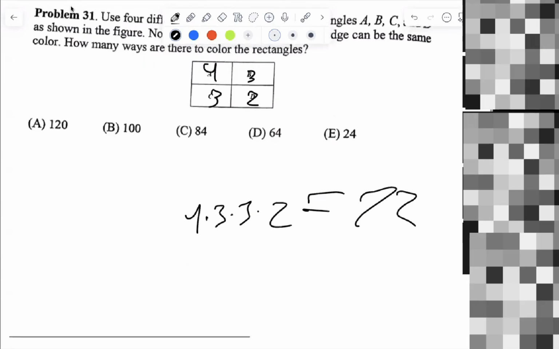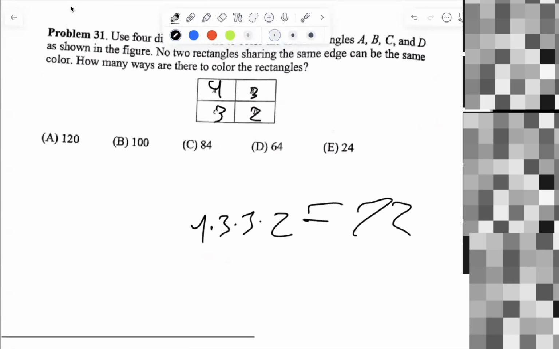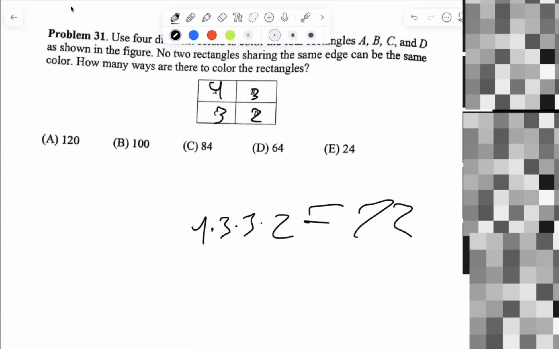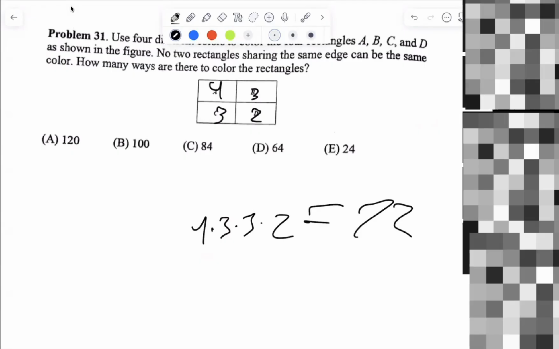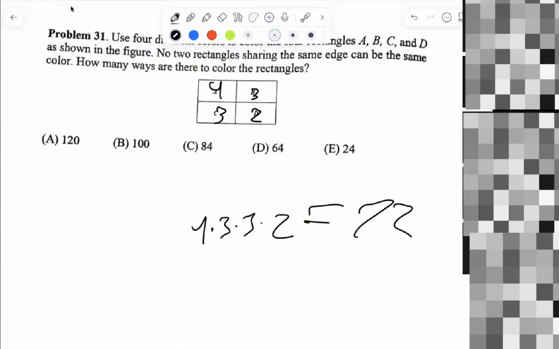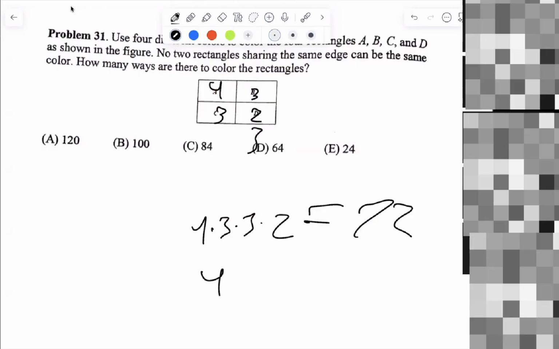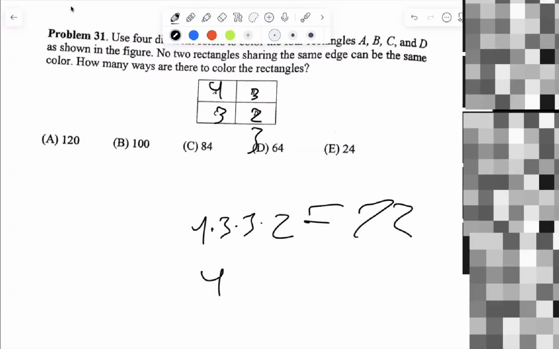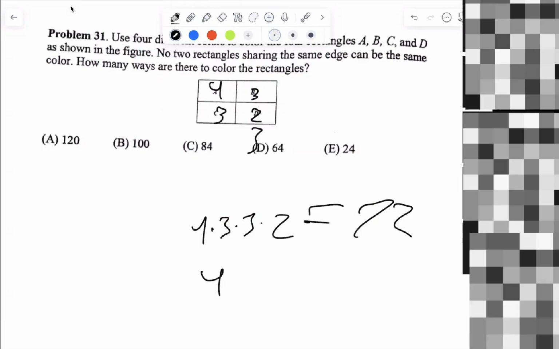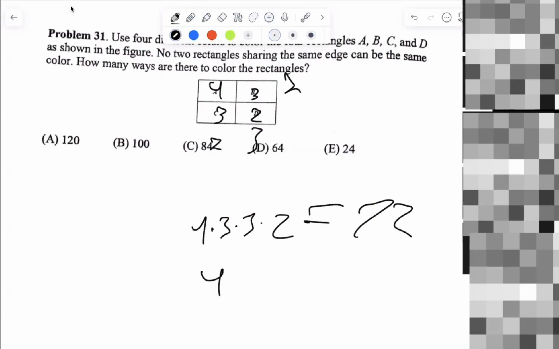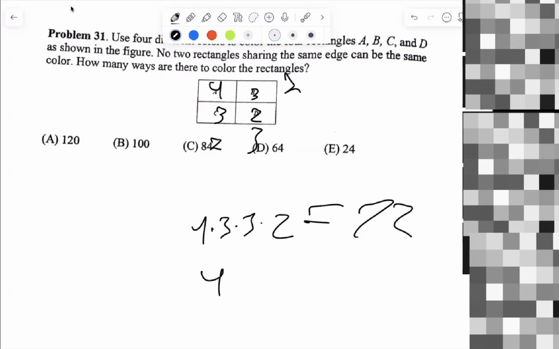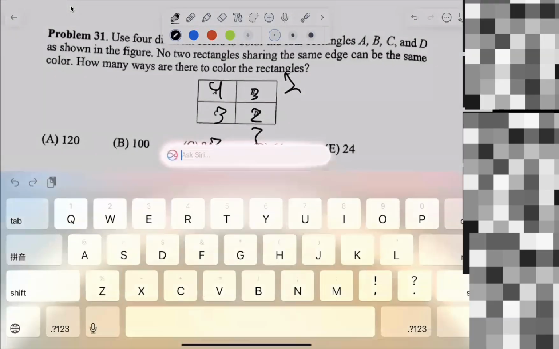Let's try a different way because I might be undercounting over here. Let's see. Case one: A and D are different colors. So A has four choices, D has three choices. Since they cannot be the same as A and D, this one has two choices, and so does this one. So that's 2 times 2 times 4 times 3, which is 48.